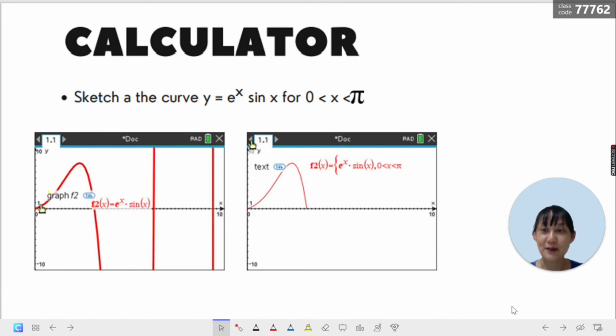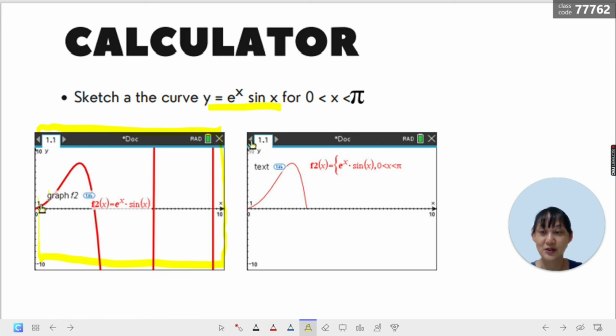Let me show you an example of how it makes a big difference if you're able to use the calculator properly. In this question, you're asked to sketch a curve y equals e to the power x sine of x for the domain x between 0 and pi. On the left-hand side, it's an example of how a student does not know how to use the GDC well, just inputs the equation into the calculator and this is what comes out.